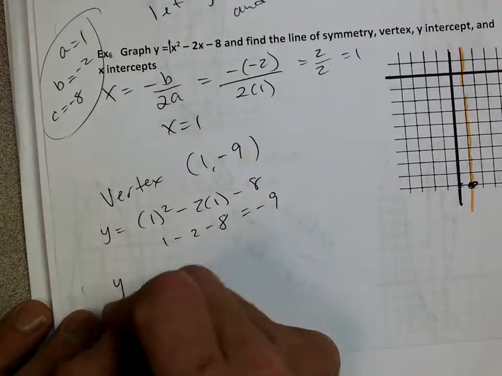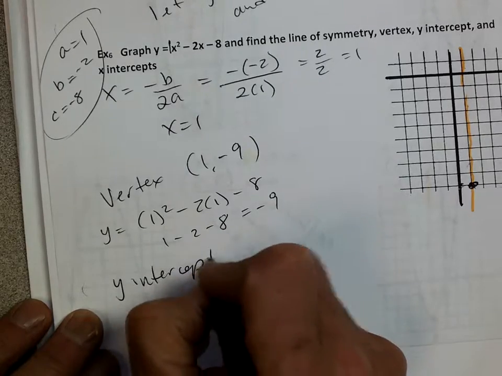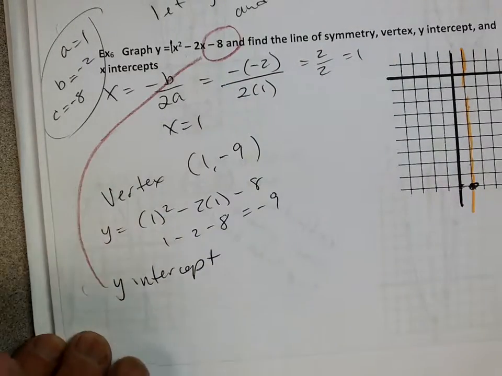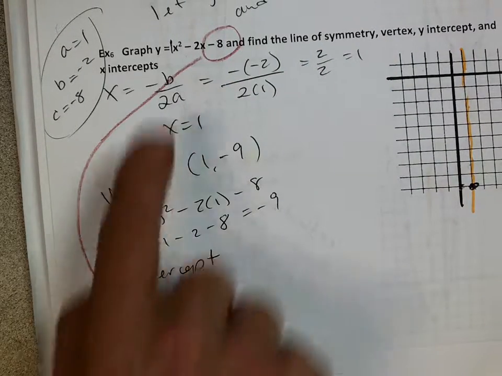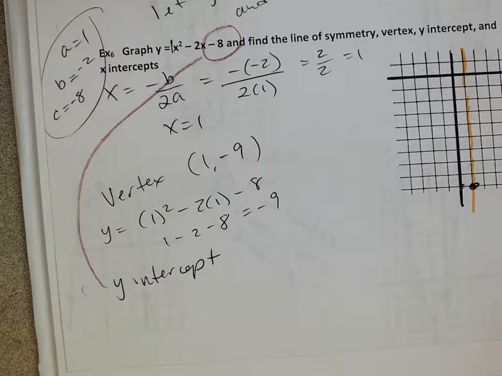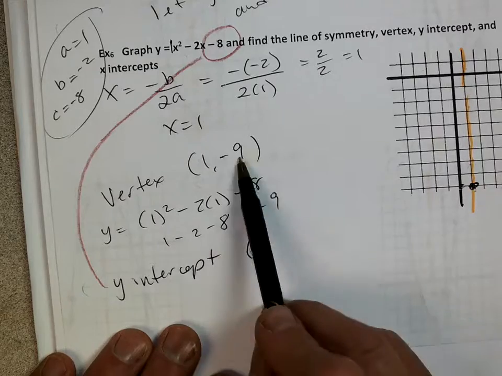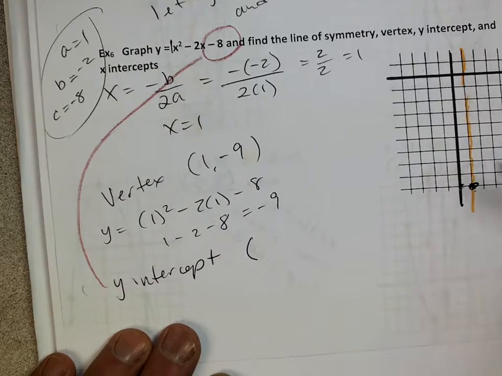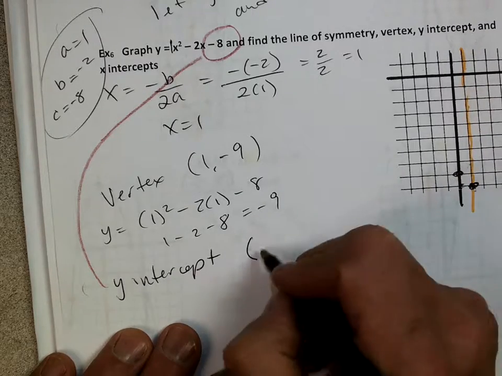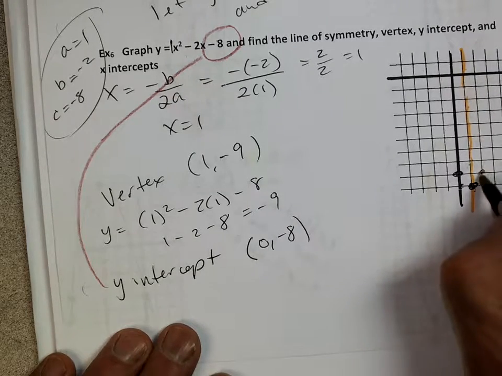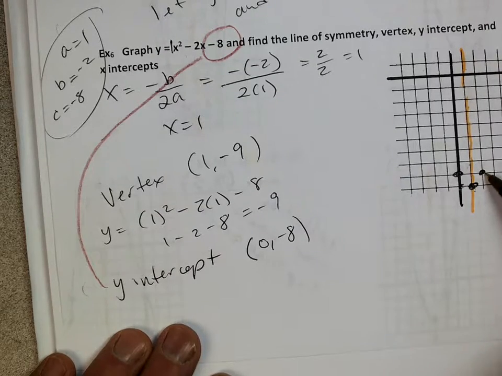Okay, the y-intercept. This is the only thing easy about this form, okay? The y-intercept is that number there, because if x is 0, it's just negative 8. Every point has an x and a y value to graph it, right? A y-intercept is where it crosses the y-axis. So it crosses the y-axis right there at 0, negative 8, okay? And of course, the fact that it's symmetrical, I can put another point there.